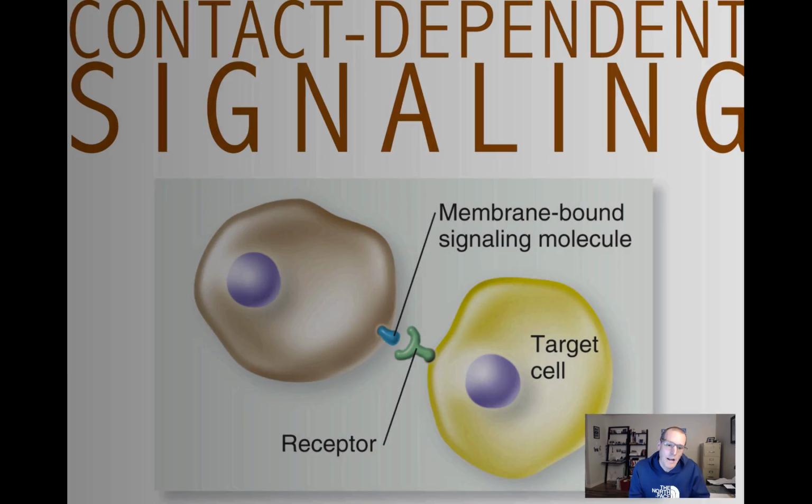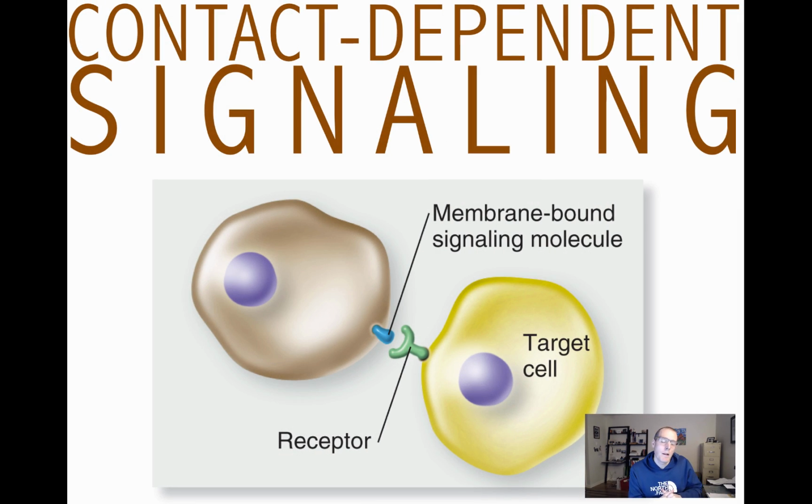Your second type of signaling is really common during development and also in regulation of the immune system. This is called contact-dependent signaling. This is where two cells come together, and the nature of the way they touch sends information from one cell to another. So what do I mean by the nature of the way they touch?